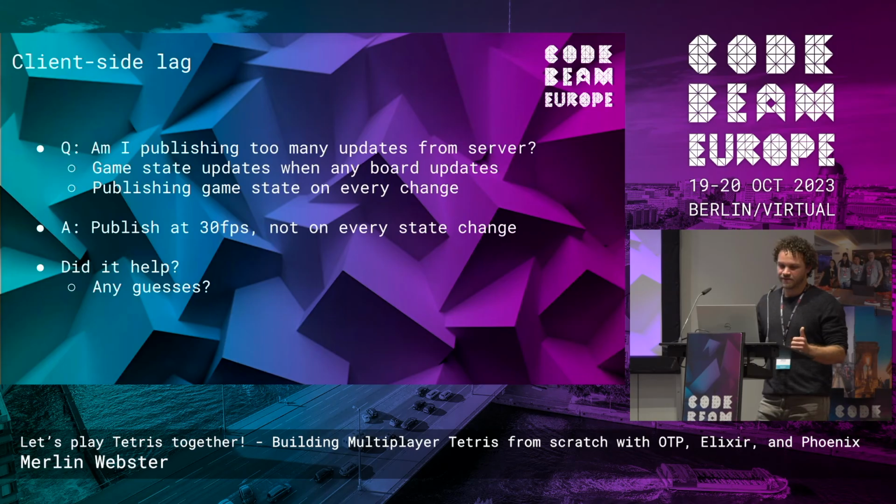The next thing I thought is, am I just sending too many updates from the server? Am I asking the browser to refresh too many times per second? So what was I doing before? Same as in single player: anytime any of the games update, we try and refresh the browser screen. This is a lot of state to change and a lot of messages to be processed and a lot of stuff to be sent to the browser. So maybe I should not do that. Maybe we should publish at a regular cadence of, let's say, 30 FPS for an initial guess.